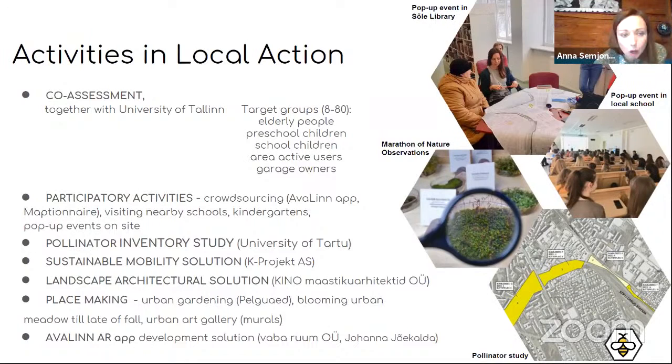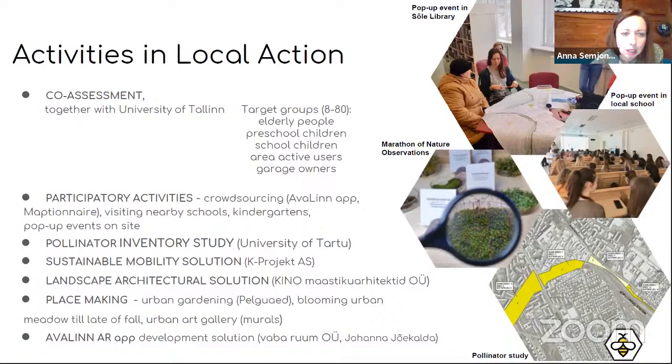To study more deeply our green corridor, we ordered a pollinator inventory study. And this study confirmed that the area is already rich in species and nature, and that it is a citywide pollinator habitat and migration corridor connecting West Tallinn with North Tallinn, and that its biodiversity can be easily increased by sowing and planting new plant species. So the level of biodiversity differs in this corridor. Our local action site is with a medium level of biodiversity, and that is what we address in our local action site to improve its condition.